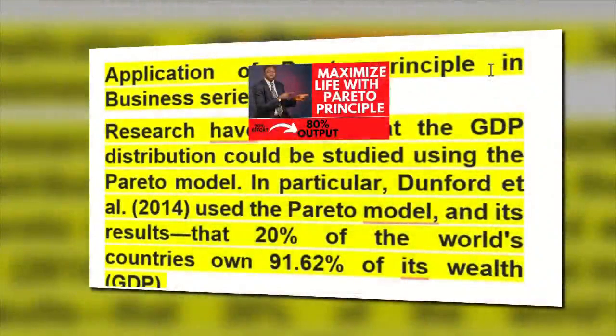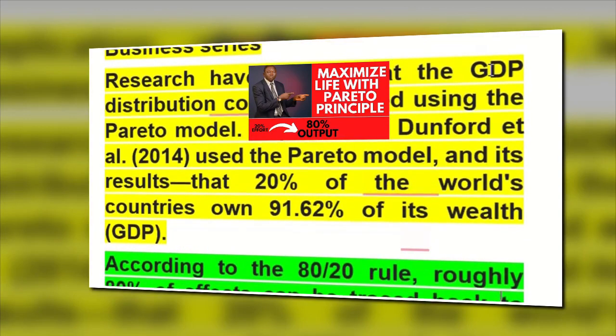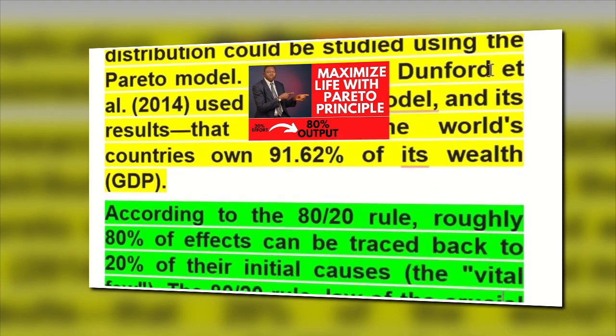Application of Pareto principle in business. How the Pareto principle can be applied in business. Research has shown that the GDP distribution could be studied using the Pareto model. In particular, Dunford et al. 2014 used the Pareto model, and its results show that 20% of the world's countries own 91.63% of its wealth.